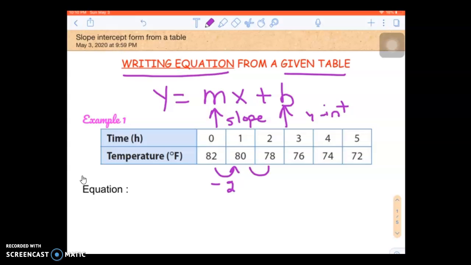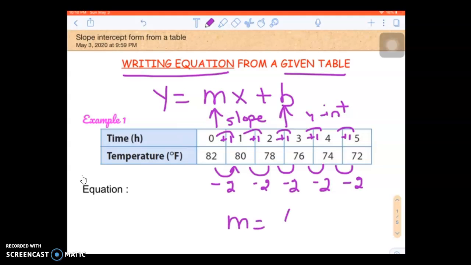I'm looking at my y side of the table right now, and from 82 to 80, it's negative 2. From 80 to 78 is negative 2. And as I go down here, each time I'm subtracting 2. Looking at my x column, every time I go to the next number, I'm adding 1. So to write my slope, the change in y over the change in x, that would be negative 2 over positive 1.